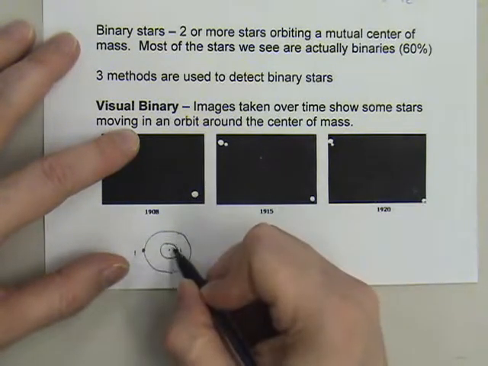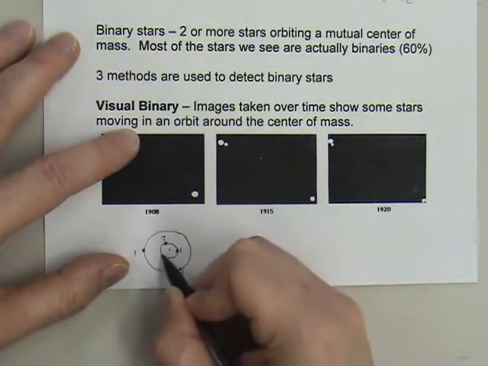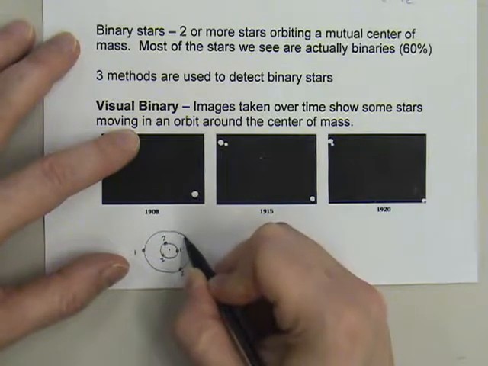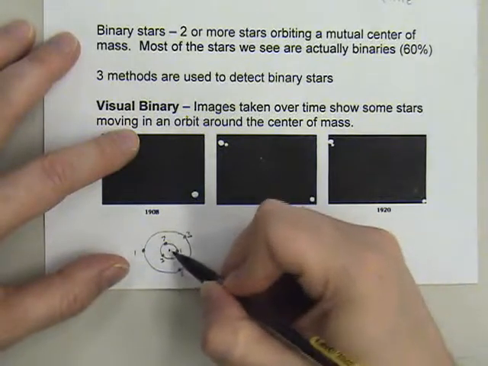They would always appear to be opposite. As this guy moves over to this point, the other guy would be over to this point. So he moves over to point 3. They always are on opposite sides of the center of mass. The little dot in the center is the center of mass.